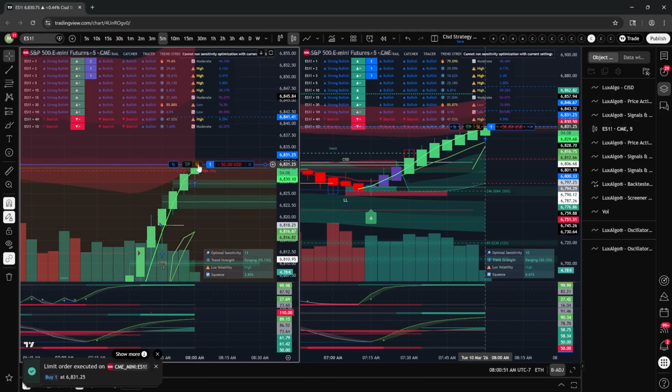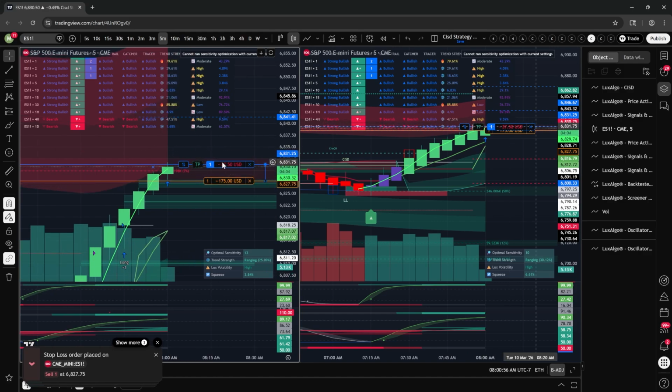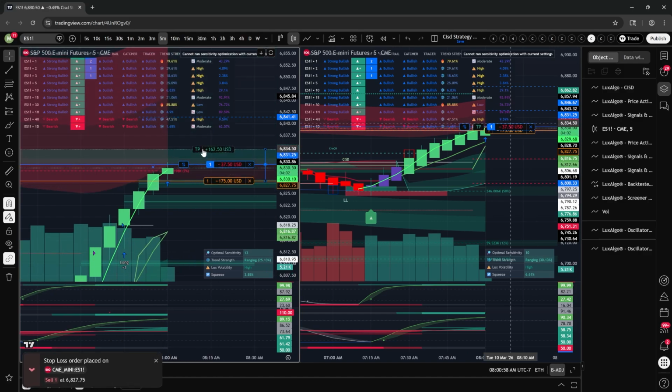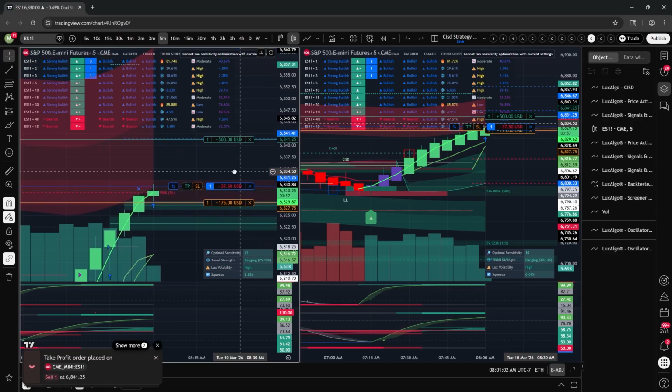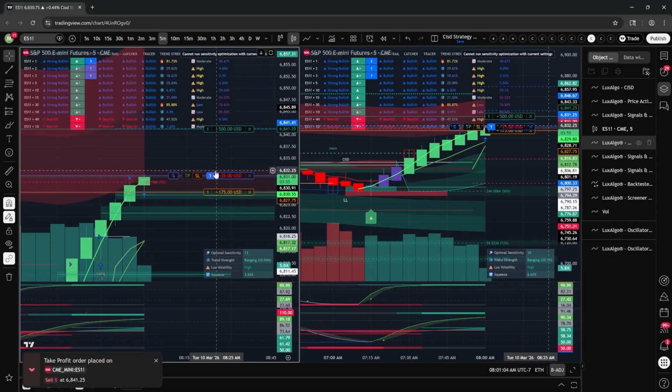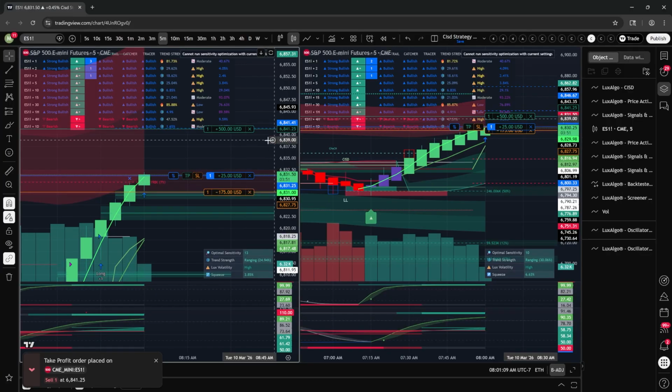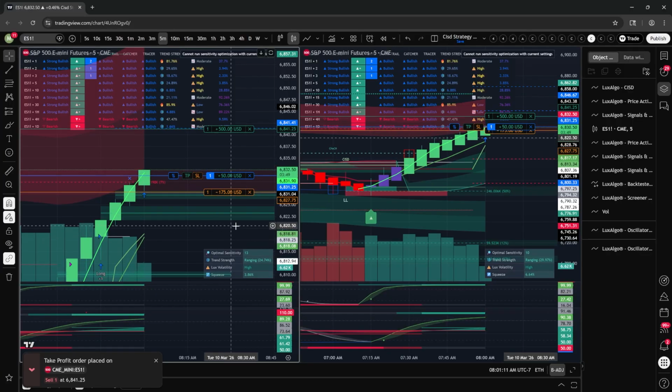Now, stop loss, we can put it down here, right? Take profit, we just go 1-to-1, or we can even go up here. It's almost like a 3-to-1. I don't know if it's going to go that high, but basically that's how you want to take the trades.